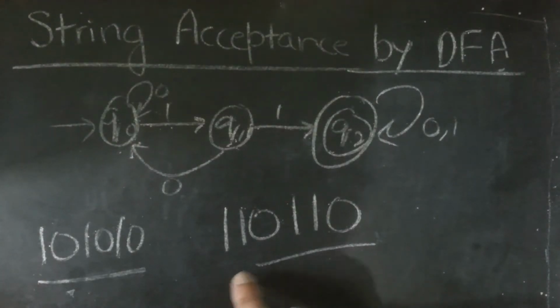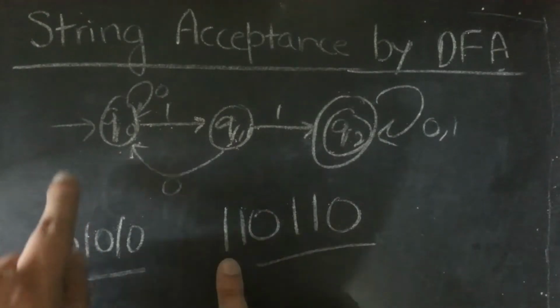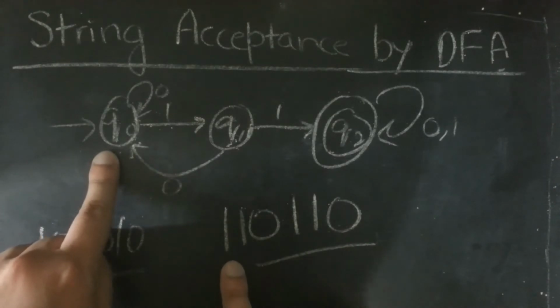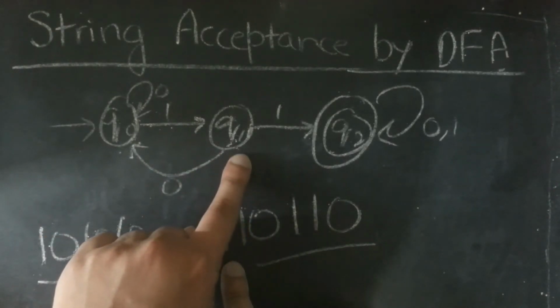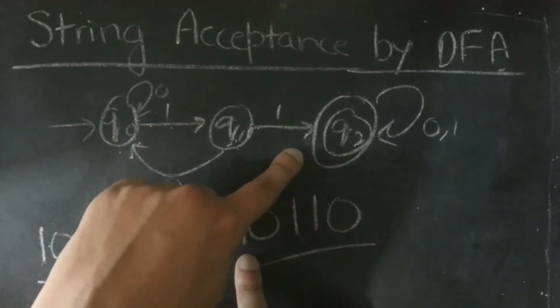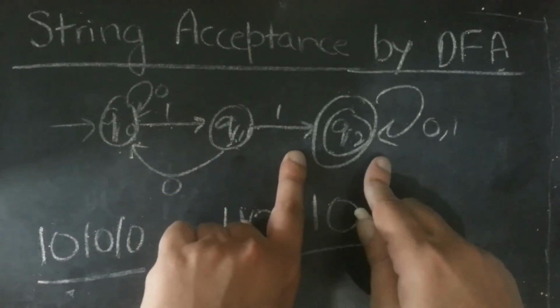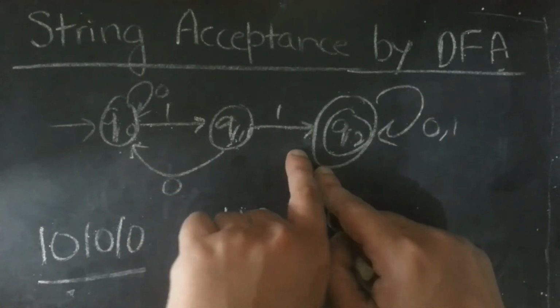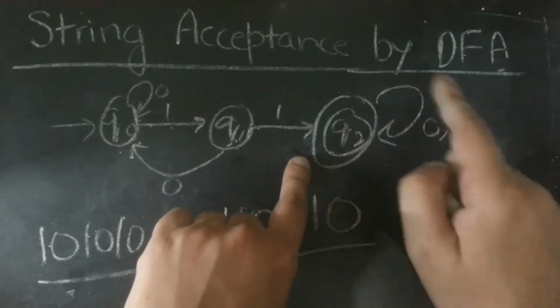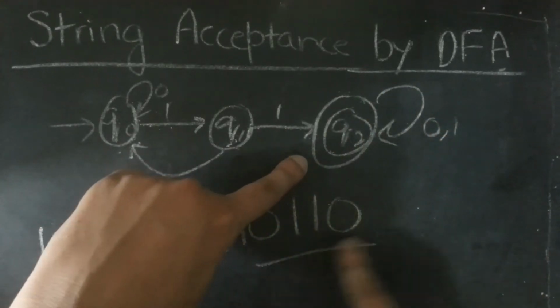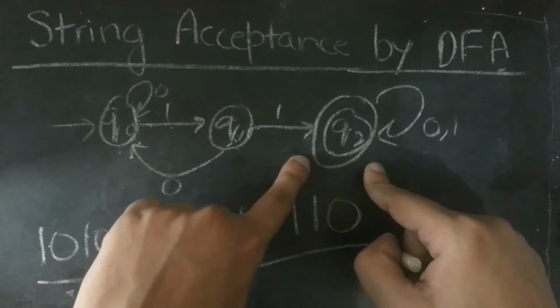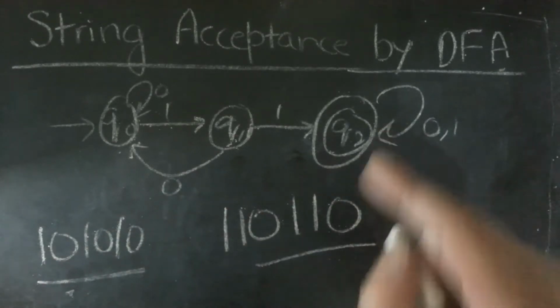Now the next example is 110110. On the initial state we give 1, we go to Q1, then we give 1 again, we go to Q2, and now you see that there is no input out of it, there are only self loops. So any combination of 0 and 1 will remain on Q2, and since Q2 is a final state, the string is accepted.